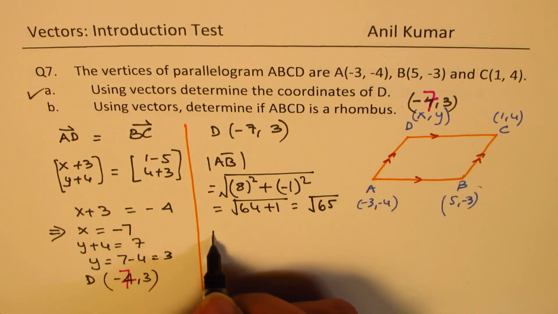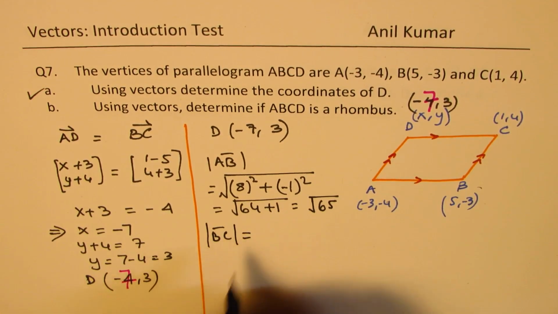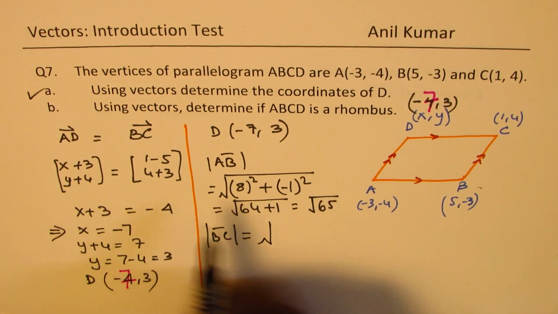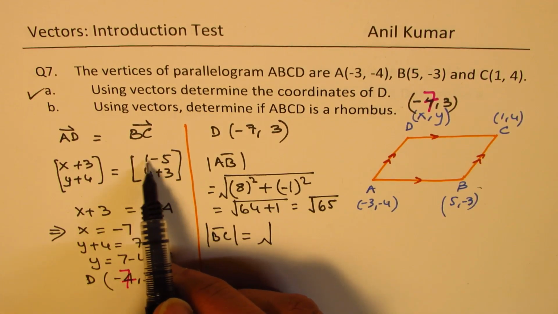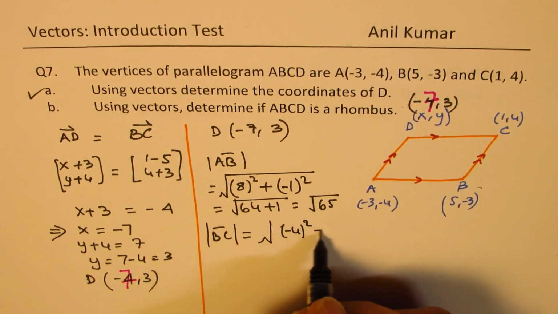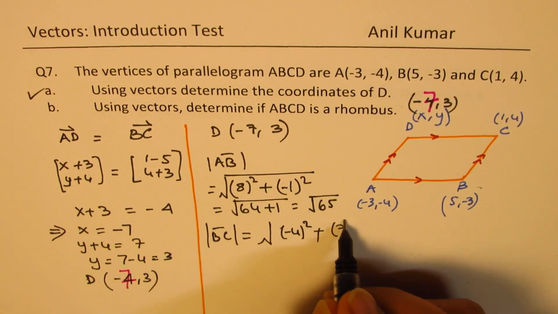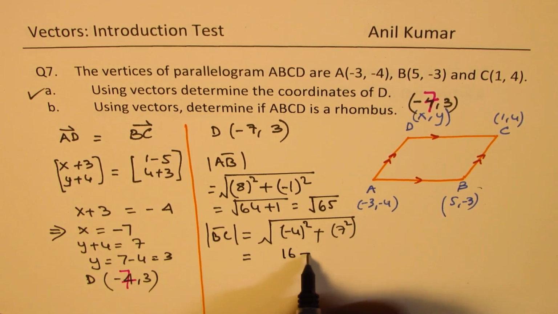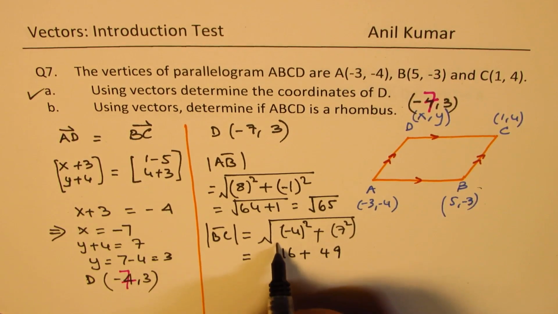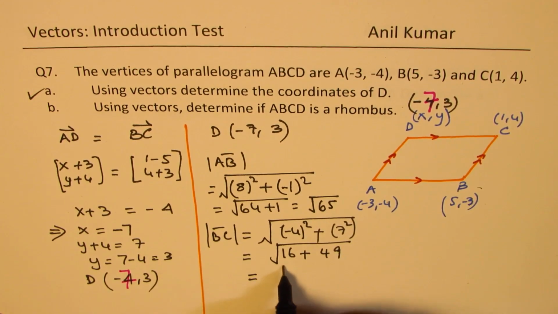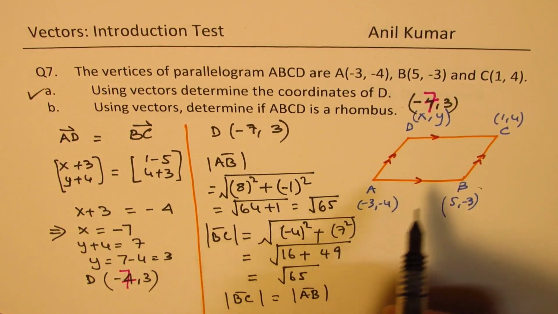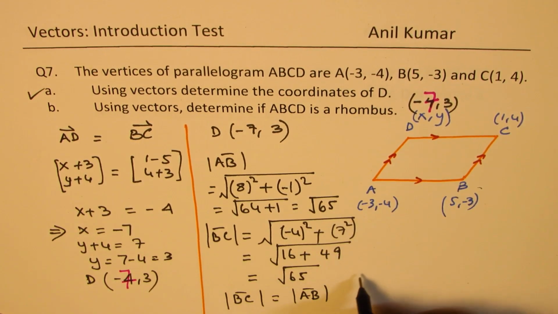Let's find BC magnitude, right? Okay. Magnitude of BC, we already found BC is this, which is 5 minus 1, 4 squared, plus 4 plus 3 is 7, 7 squared, right? So that is 16 plus 49, square root, which is also equal to square root of 65. Now, since magnitude of BC is equal to magnitude of AB, we know this parallelogram is a rhombus.